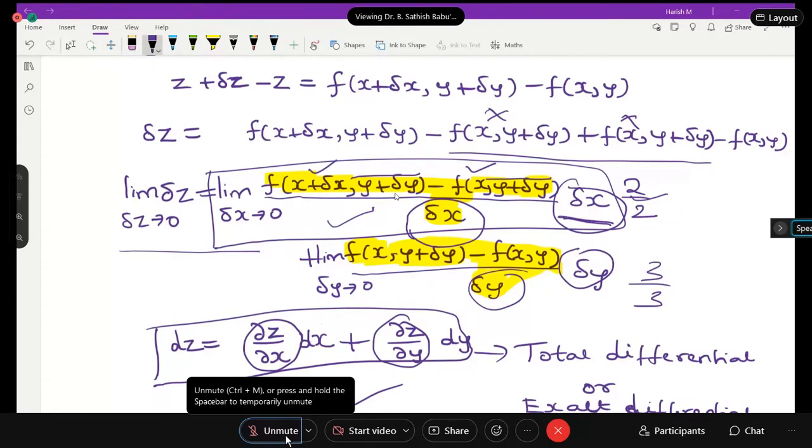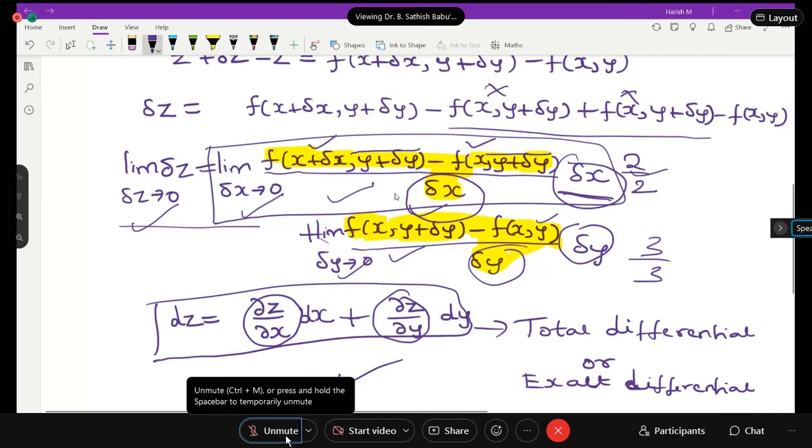Whereas here, x is not changing. y is varying now. Am I correct? Yes, sir. Therefore, I am allowing not only x, I am also allowing z to vary, that is delta z tending to 0, delta x tending to 0, delta y tending to 0. Therefore, I have got this expression. Understood, sir. Thank you.